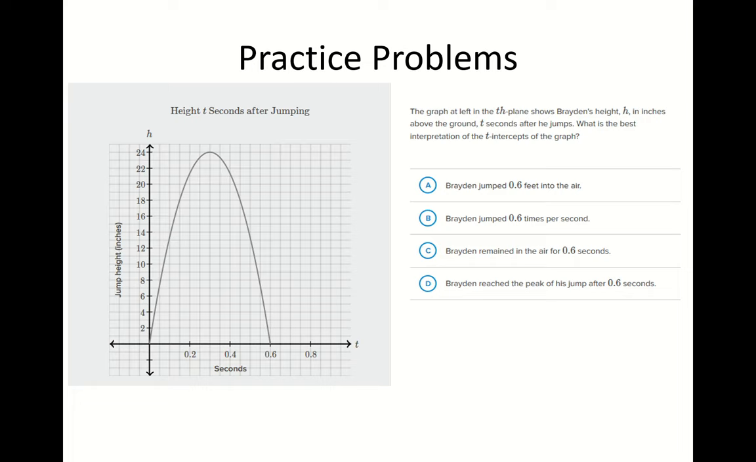Also, why does that relate to the t-intercepts? The t-intercepts are where y equals 0, where the height equals 0. If the height equals 0, that means he's at the ground. So anytime other than those two specific points, he's been off the ground. So that's how answer choice C also relates to the t-intercepts, and it's also a correct statement. So you can pick answer choice C.